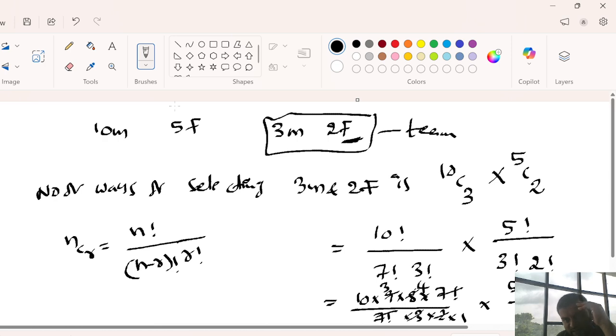It is 3 into 4, 12. 12 into 10, that is 120, and one more 10 is there. So there are 1200 ways to select them, guys. There are 1200 ways to select them.